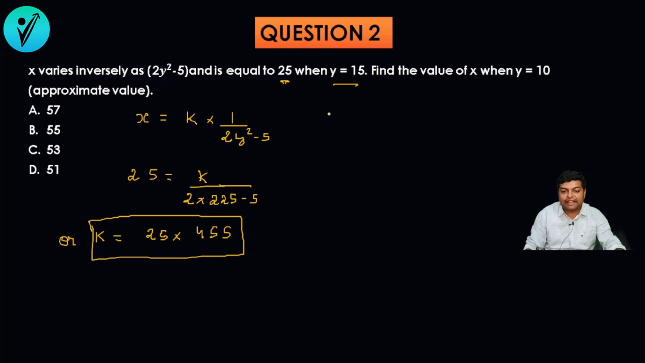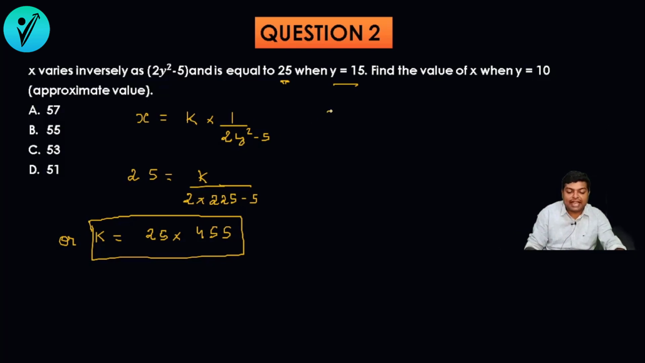So अब हमें क्या calculate करना है? We need to find the value of x when y is 10. So what is the approximate value, not the exact value? Okay, so simply when I'll replace this y square with 10 square, then what will be the value of x that we need to calculate?